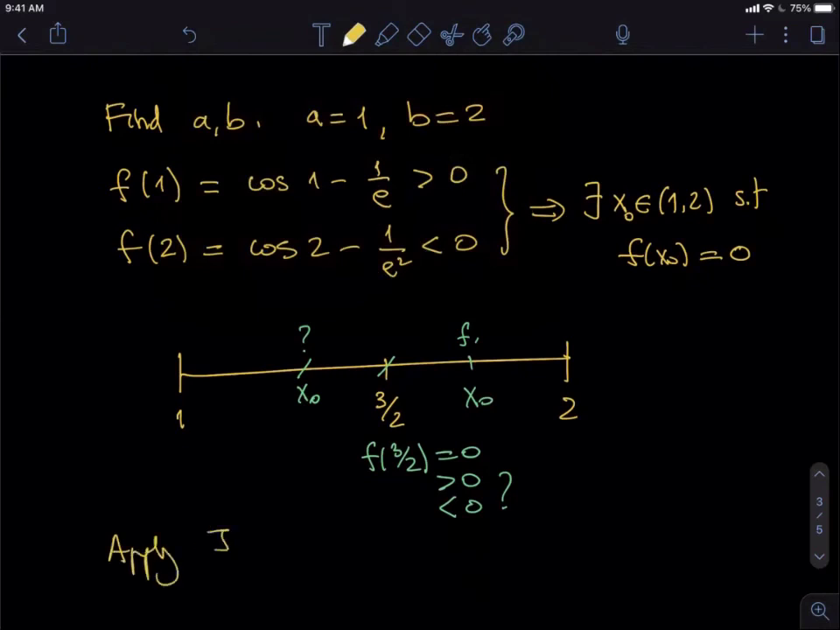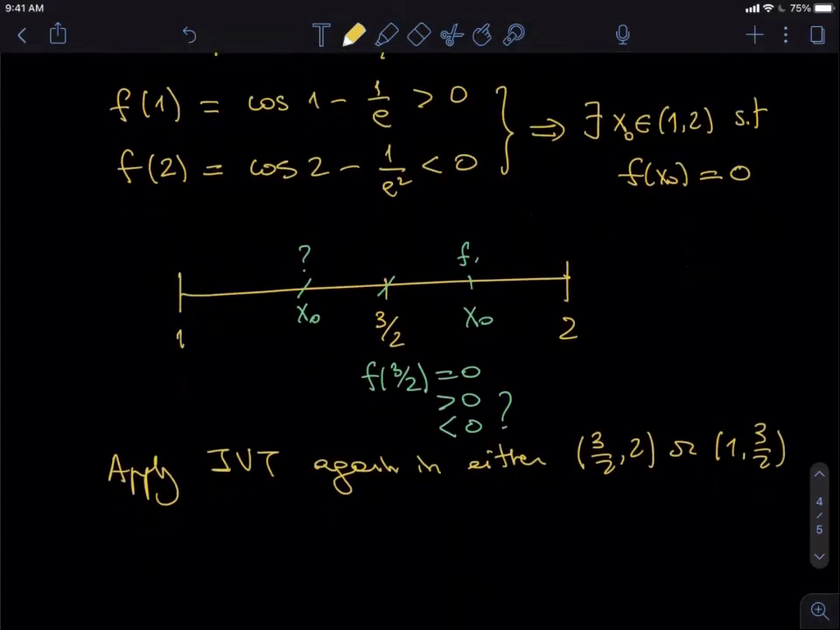So we can apply the intermediate value theorem again in either (3/2, 2) or (1, 3/2). And we can keep iterating. We can apply this theorem a few times, maybe 3, 4, 5 times. And with that, we will be able to get a good approximation for x0, probably a couple decimal positions right. Okay, that's a way you can. And if you want 10 decimal positions, okay, maybe you can have a computer do this for you. But this is a way you can approximate the solution.